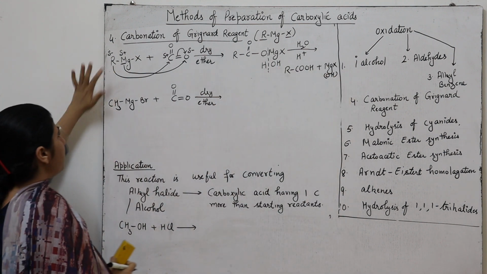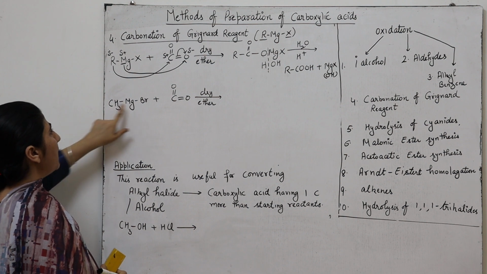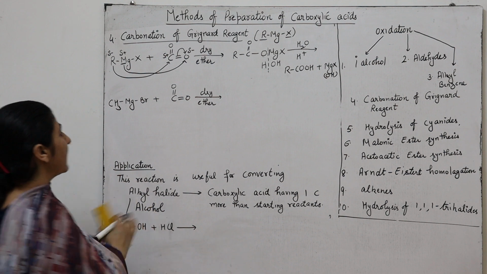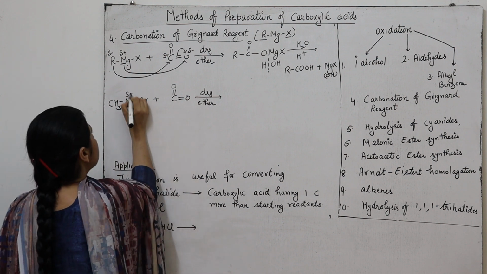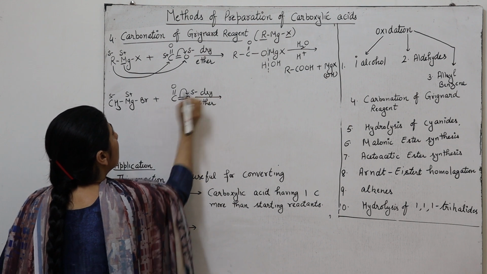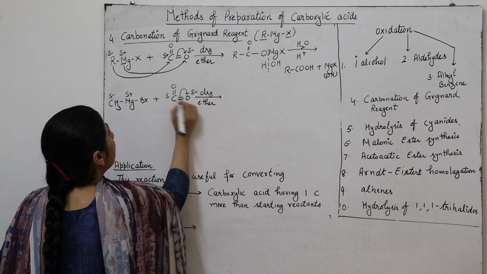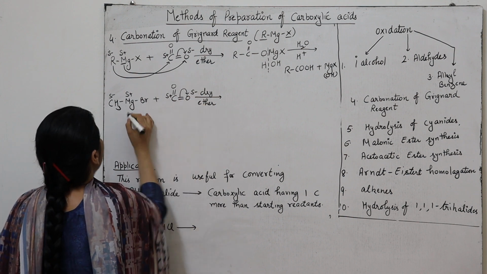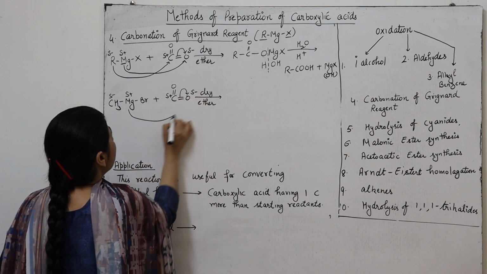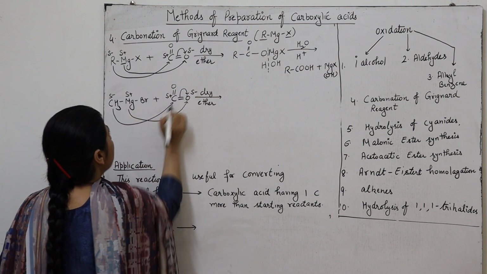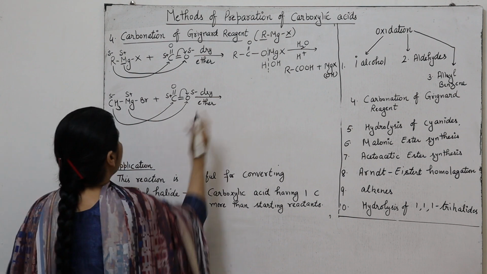So to explain it, I am taking the example of methyl magnesium bromide, which is a Grignard reagent. They react with carbon dioxide. Again, this is positive, this is negative. So there is a shifting of the pi electron toward the oxygen. As a result, magnesium is attached to the negatively charged oxygen atom, whereas a methyl group is attached to the positively charged carbon of the carbon dioxide.